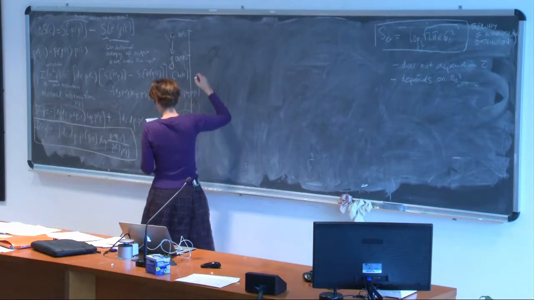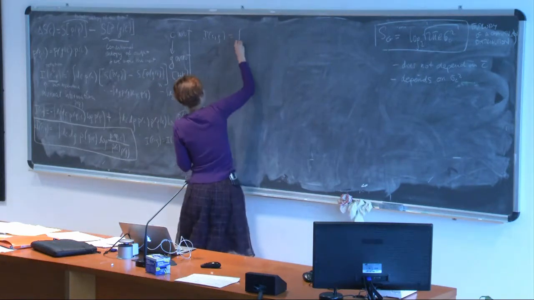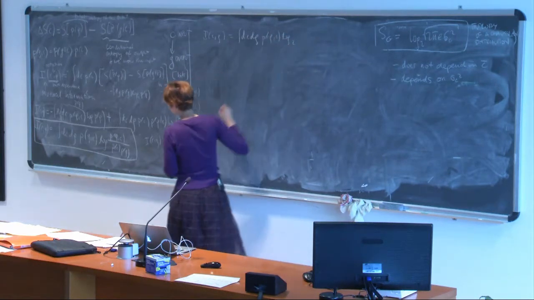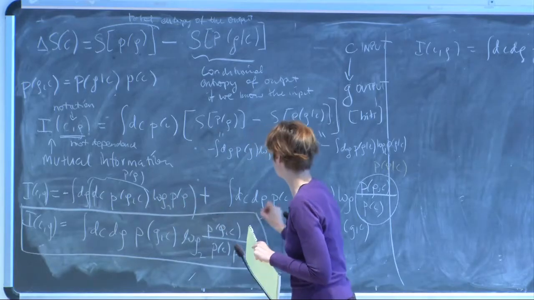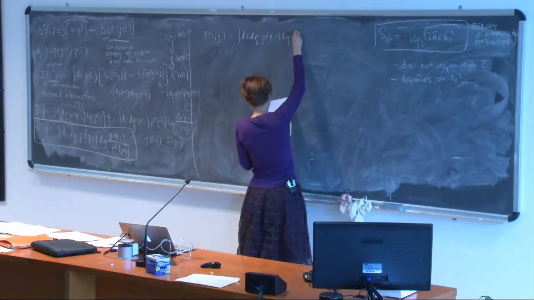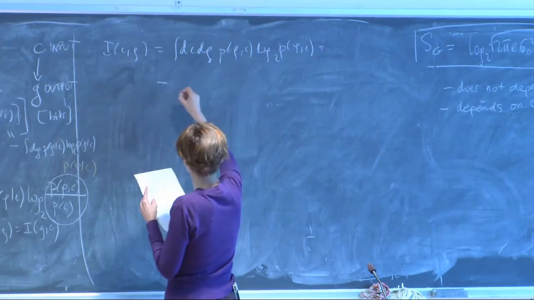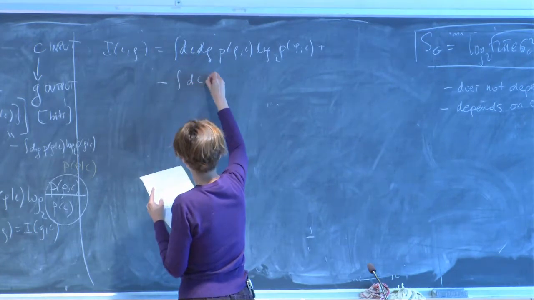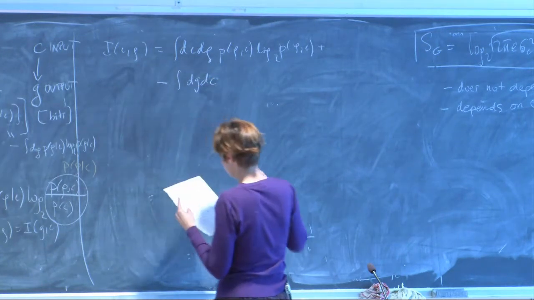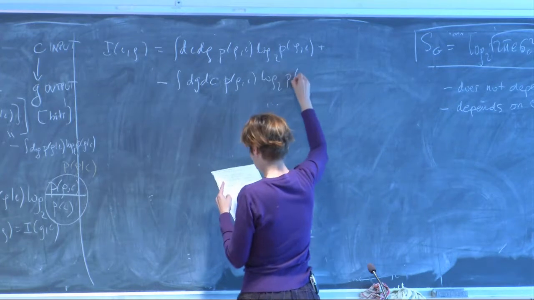Okay, and you can keep on calculating this further to write it out as dc dg P of g comma c. Of course I've lost my twos, but there's twos everywhere in the logs. P of g comma c. So that's the first term. Then I have dc dg, well, it's multiplied by dg dc because this is the order I need them. P of g comma c log base 2 P of c.